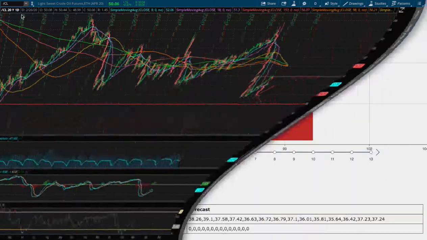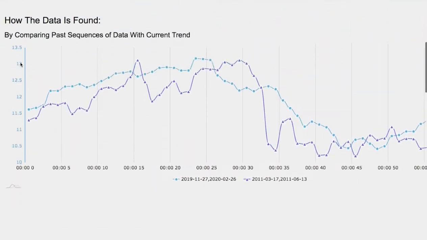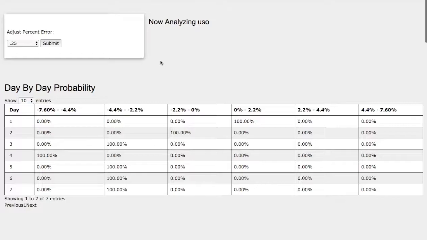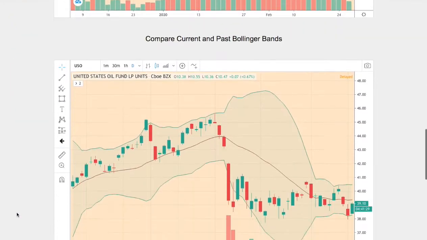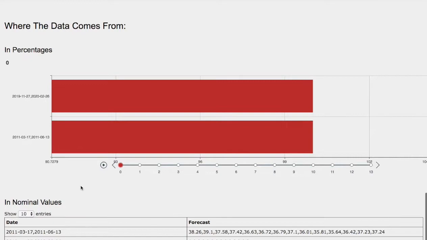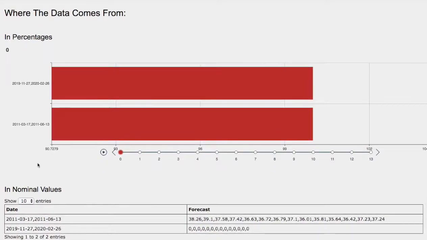So back to the day-by-day probability model. As we have here, as the day progresses to the 7th day, we see a 100% chance for WTI crude oil to fall between -2% to -4%. Reason why we have this 100% is we only have one sample to base on, and this is the forecast that is the best match to the current trend.